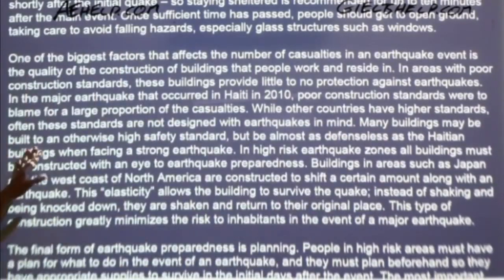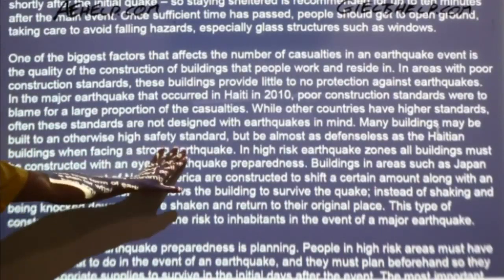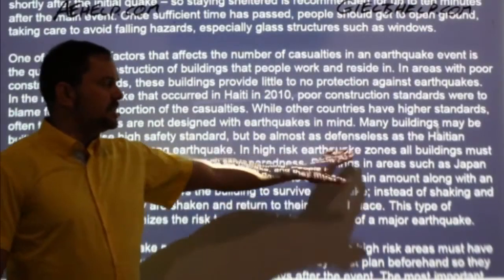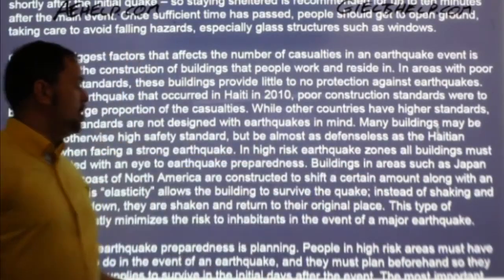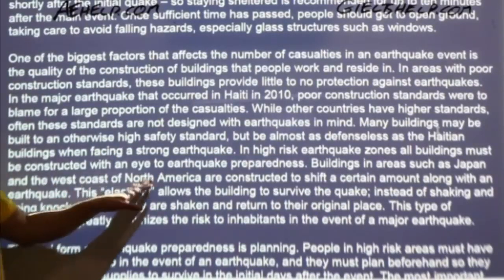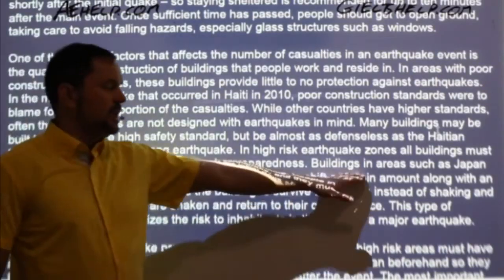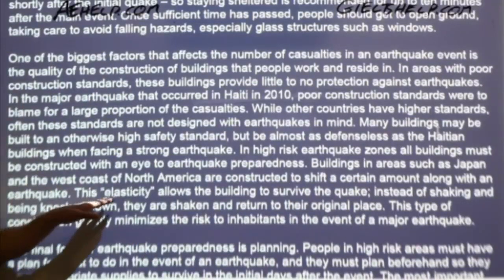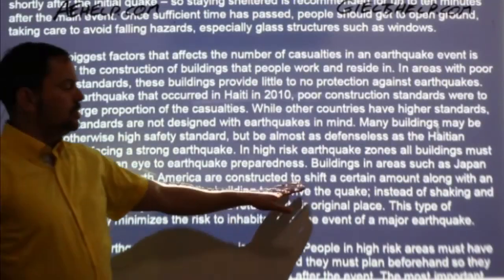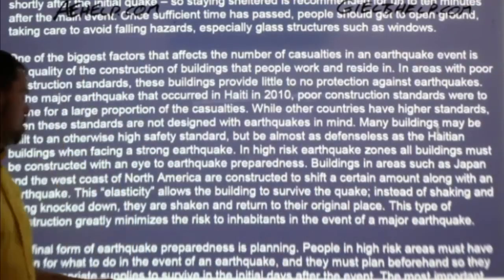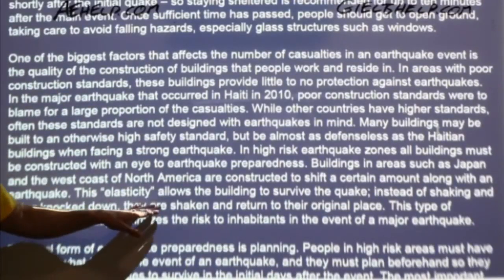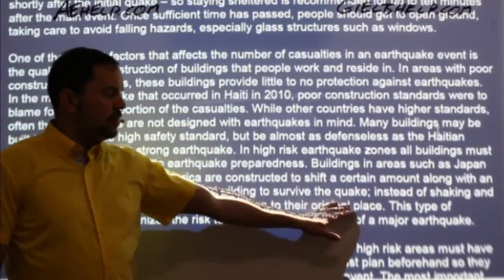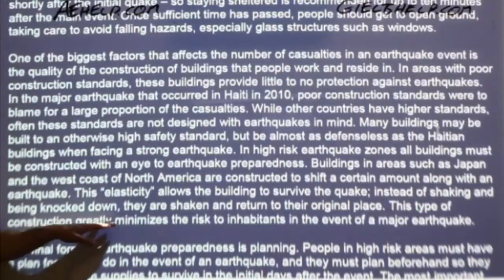Many buildings may be built to an otherwise high safety standard, but be almost as defenseless as the Haitian buildings when facing a strong earthquake. In high-risk earthquake zones, all buildings must be constructed with an eye to earthquake preparedness. Buildings in areas such as Japan and the west coast of North America are constructed to shift a certain amount along with an earthquake. This elasticity allows the buildings to survive the quake instead of shaking and being knocked down.